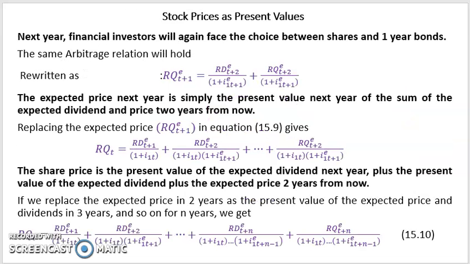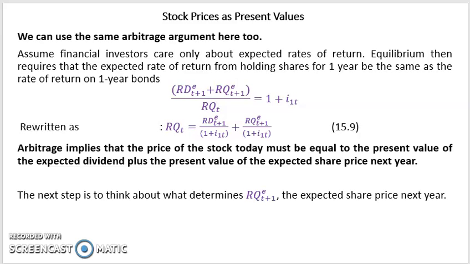So now we can use the same arbitrage argument we used for bonds in this regard too. So assume financial investors care only about expected rate of returns. So equilibrium then requires that the expected rate of returns from holding a share for 1 year be the same as the rate of return on a 1 year bond. So that is, holding a bond for a year must be equal to holding a share for a year. So this can be written as follows, as equation 15.9.